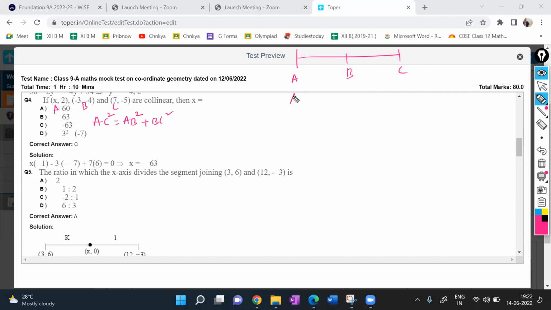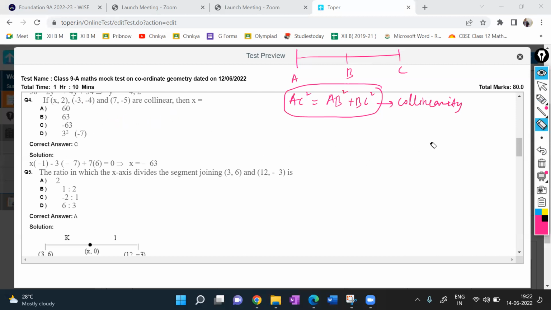So what was the condition for collinearity? AC square is equal to AB square plus BC square. So this is the condition for collinear points, and that is the condition I wrote here. Now look, sir, I have a small doubt.